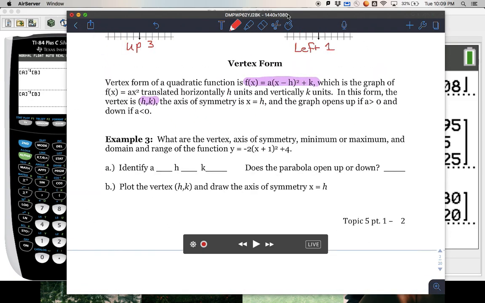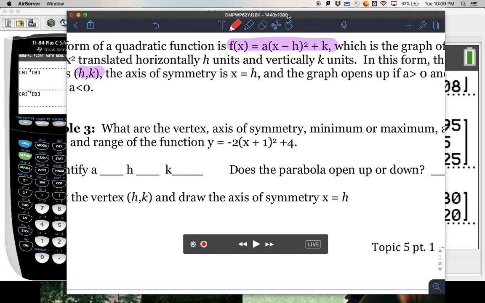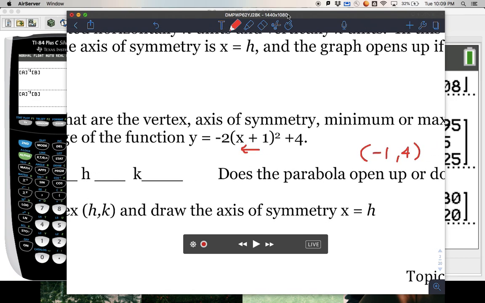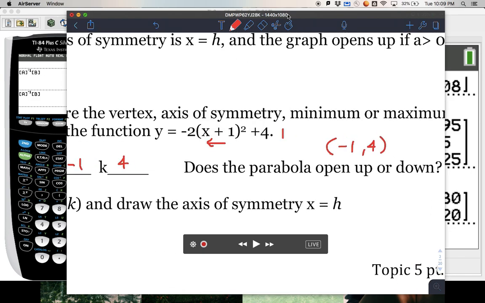What are the vertex, axis of symmetry, minimum or maximum, and domain and range of this function right here? You're going to get to where you need to be able, without a calculator, to identify the different things here. So I know that vertex right there, that's going to make us go left 1. So it's kind of like a negative 1 is at h right there. The k is 4. So remember, opposite sign and same sign. So 1 and 4 right there. So that moves us up.